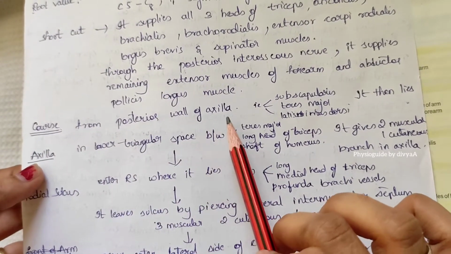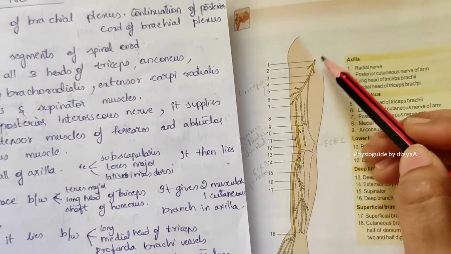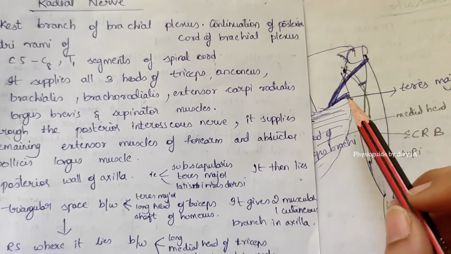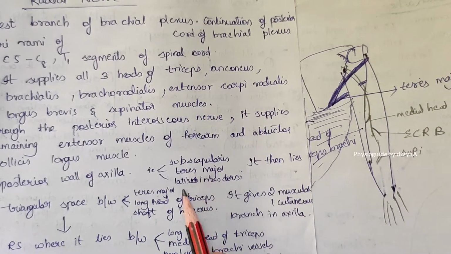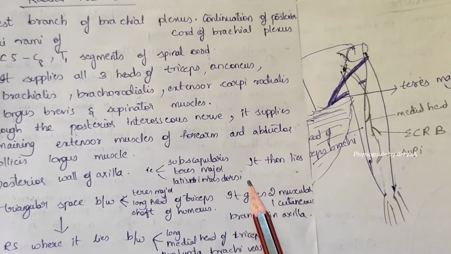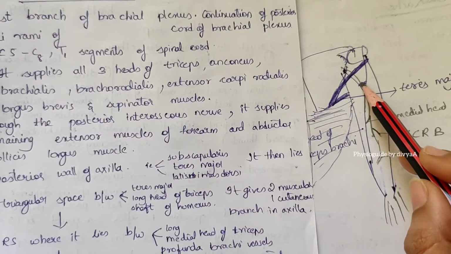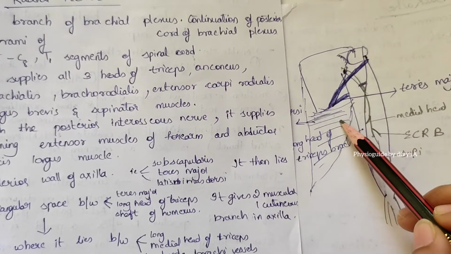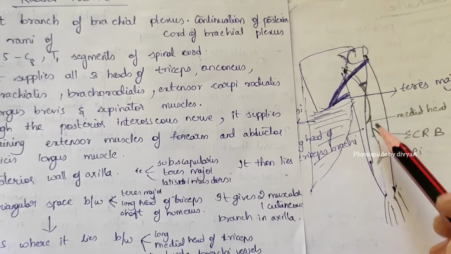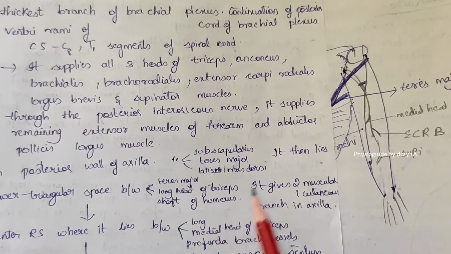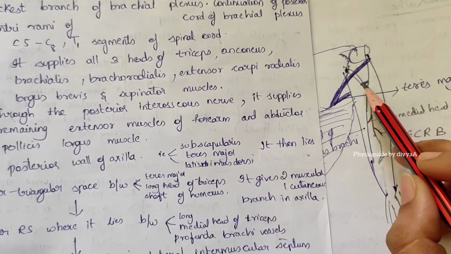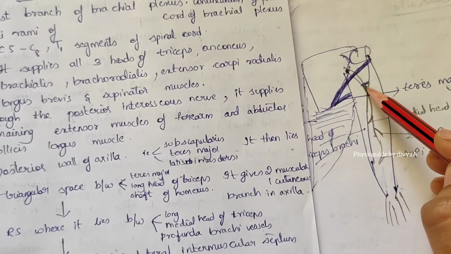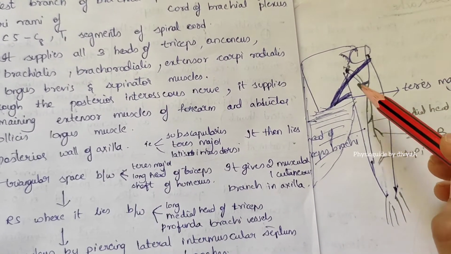Course: from the posterior wall of the axilla, where the subscapularis, teres major, and latissimus dorsi are. From there it comes and lies in the triangular space between the teres major, latissimus dorsi, the long head of the triceps, and the shaft of the humerus. From the posterior wall of the axilla, it starts and enters into the triangular space, and next it enters into the radial sulcus.